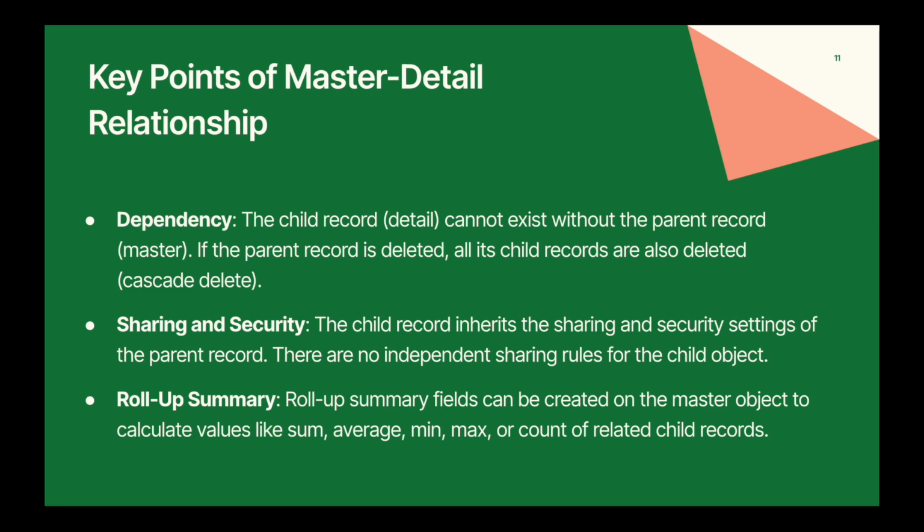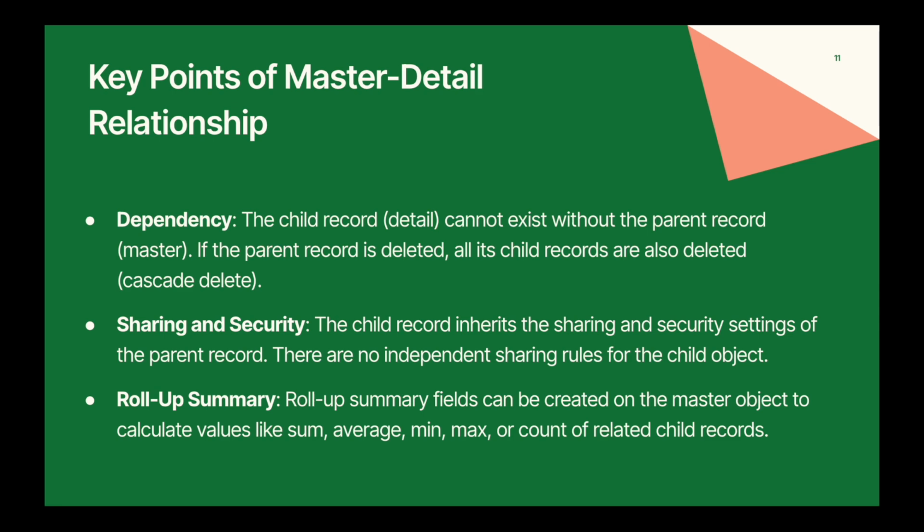The key point of master detail relationship is dependency. That is, the child record, which is also known as the detail record, cannot exist without the parent record, that is the master record. And if the parent or master record needs to be deleted, then all of its child records should be deleted before deleting the parent record. So it is also known as cascade delete.